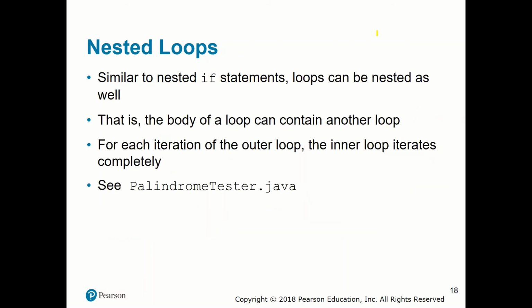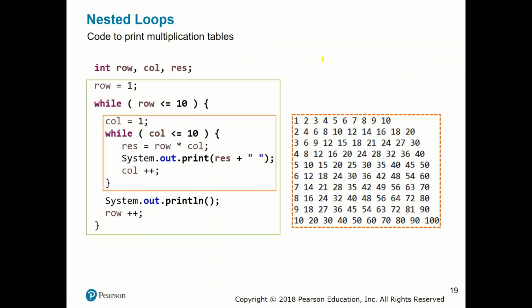Loops can be nested. Similar to nested if statements, loops can be nested as well. That is, the body of a loop can contain another loop. For each iteration of the outer loop, the inner loop iterates completely. We will see this code later. This code prints a multiplication table. This is the output. There are two loops. One loop is inside another loop. See? So this is the outer while loop and this is the inner while loop.